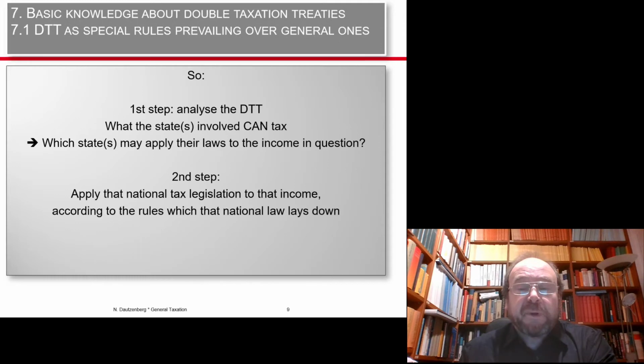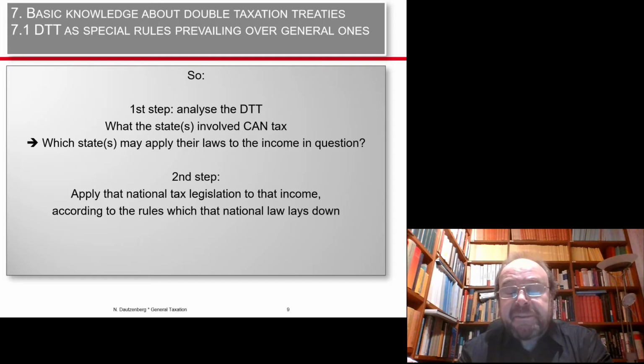Okay, good. So, yeah, when it comes to a real case, you always have a first step. You analyze the Double Taxation Treaty and find out which states involved can, or better, may tax which parts of the income.